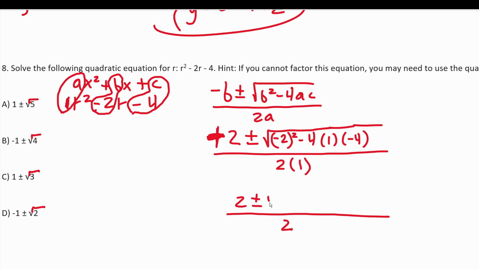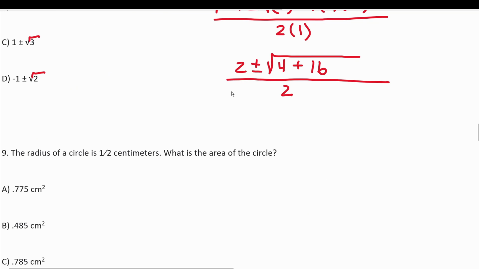Let's deal with this square root now. 2 squared is 4. -4 times -4 is going to be positive 16 times 1 is just 16. So this becomes 4 plus 16. And now we have 2 plus or minus the square root of 20 over 2. Unfortunately, that's not one of our answer choices. So there's probably something we can do to simplify this square root of 20. And in fact, there is.